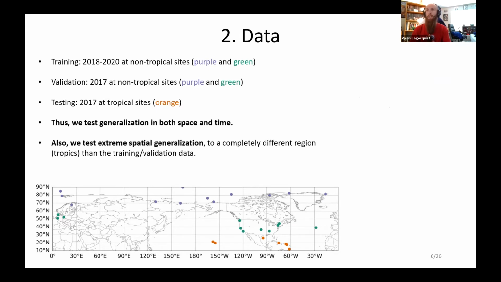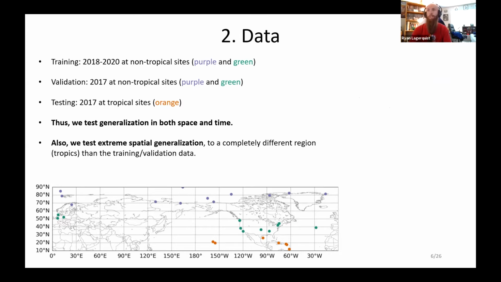So we split the data into training, validation, and testing. The training is years 2018 to 2020 at the non-tropical sites, which are purple and green in this map at the bottom. The validation data is 2017 at the non-tropical sites, so a different year. And then the testing data is 2017 at the tropical sites, which are in orange.